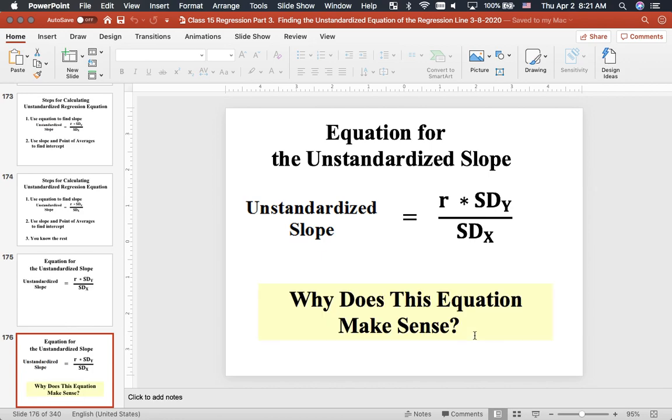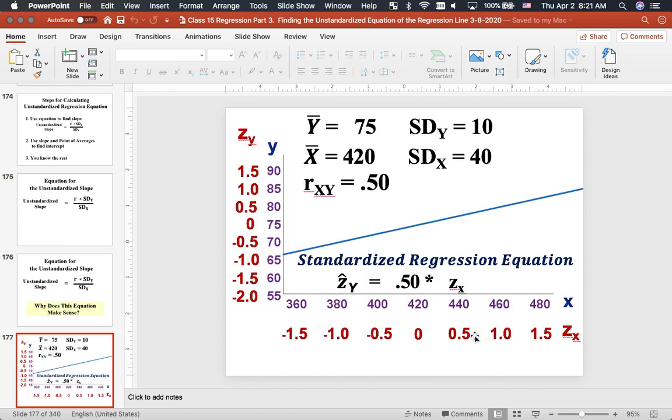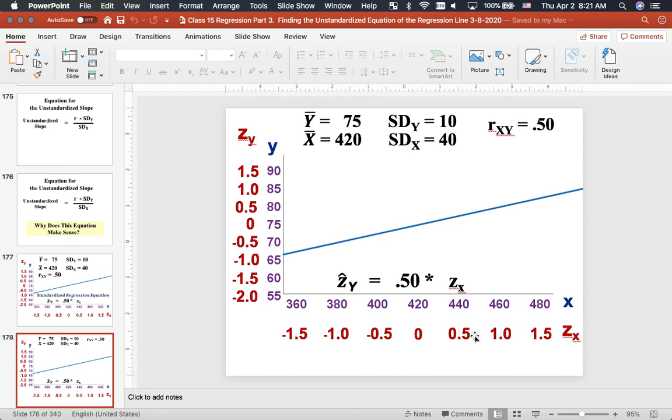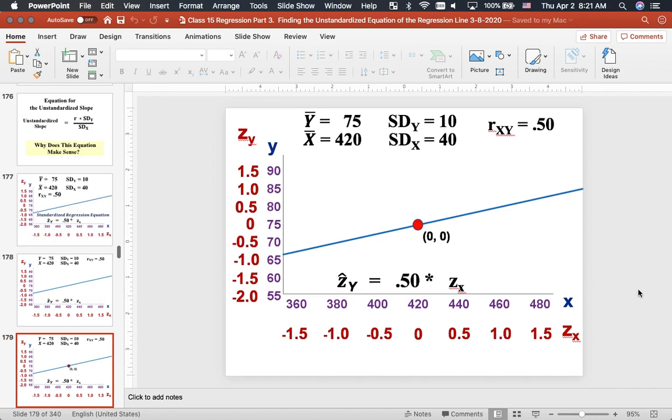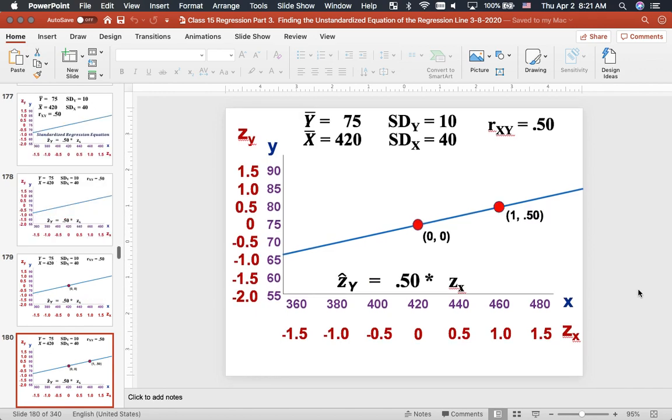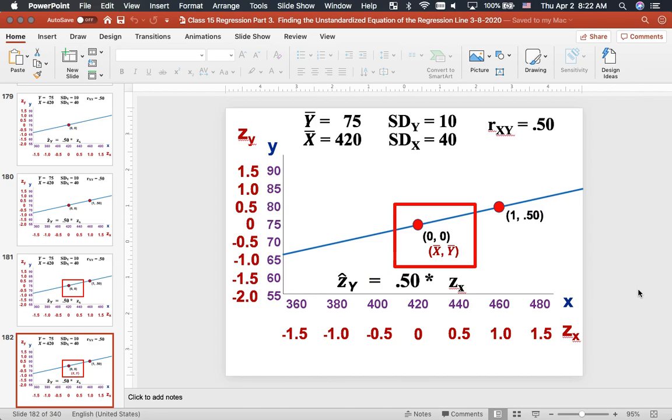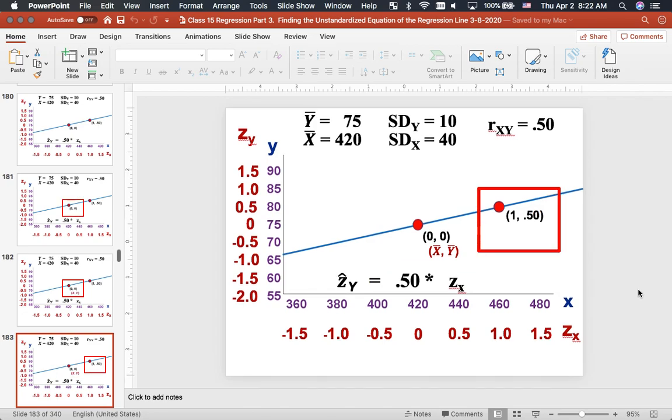And why does this make sense? Let's look at this right here. Let's look at our standardized regression equation. So we have our standardized regression equation right here, 0.5 times z of x equals z of y. And we can just plot some points on it. So 0, 0, 1, 0.5. And guess what? If we look at this, that would be the mean of x, the mean of y.